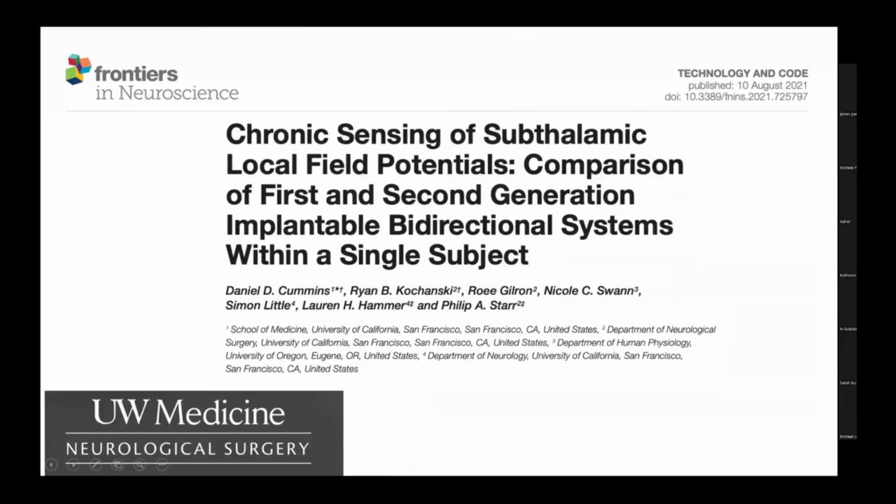Great. All right. So today I'll be talking about research I did in Dr. Phil Starr's lab at UCSF, focused on deep brain stimulation for Parkinson's. And this is the primary work that I'm going to be talking about, which is chronic sensing of subthalamic local field potentials: comparison of first and second generation implantable bidirectional systems within a single subject. I'll be talking about some extra work that we did in the lab as well, but this is the primary work.